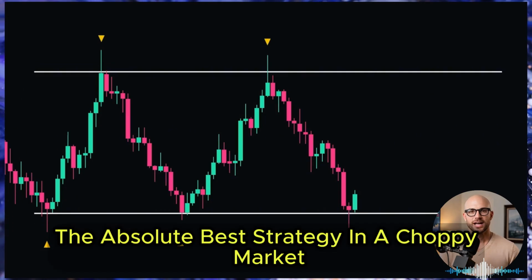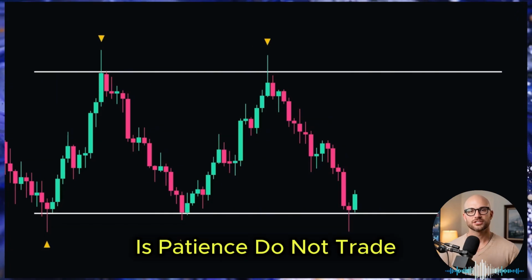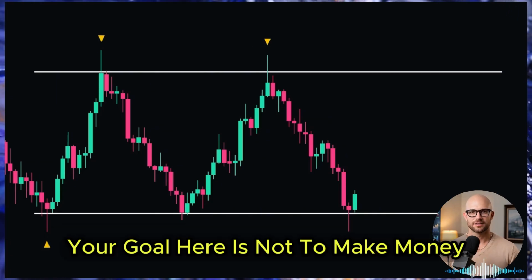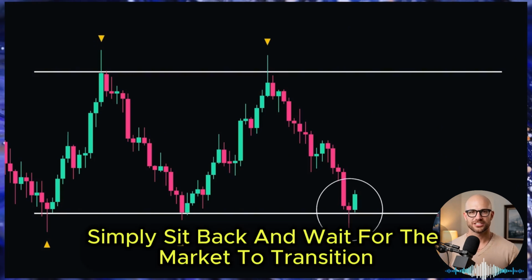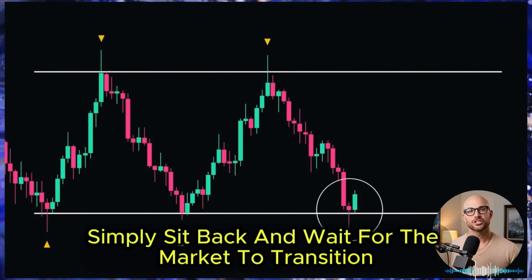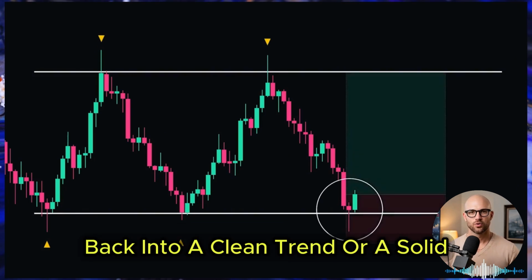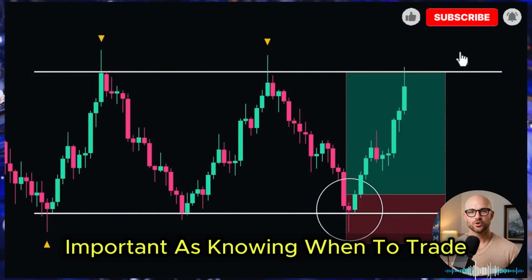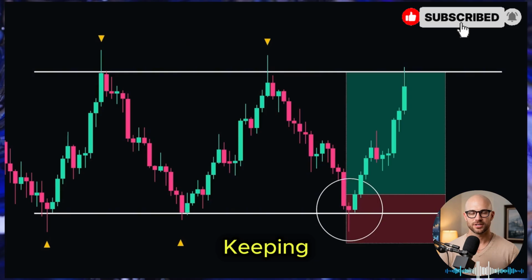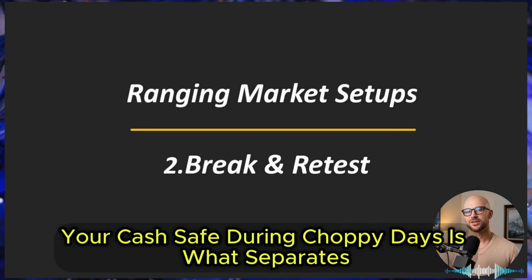The absolute best strategy in a choppy market is patience. Do not trade. Your goal here is not to make money, but to protect your capital. Simply sit back and wait for the market to transition back into a clean trend or a solid, readable range. Learning when not to trade is just as important as knowing when to trade. Keeping your cash safe during choppy days is what separates professional traders from beginners.